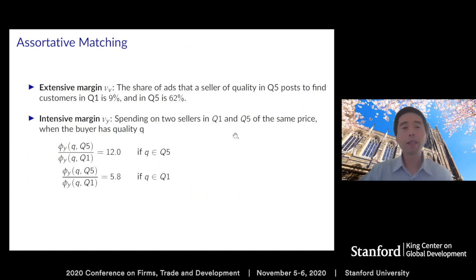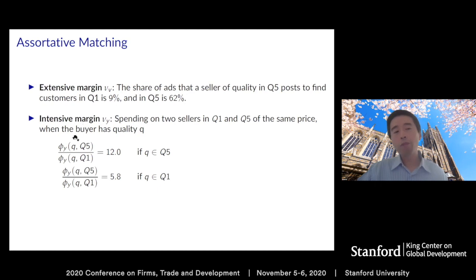Okay, so just to interpret these coefficients a little bit, what do we find? When you look at the share of ads coming from these sellers, if I'm comparing the specific seller coming from the top quality, Q5, let's say, how much of that lands in the lowest quality customer segment? That's only 9%, and in its own quality segment, that's around 62%. So the ads are spreading out, but the chance you're matching up with your own quality segment is way higher than the other ones.